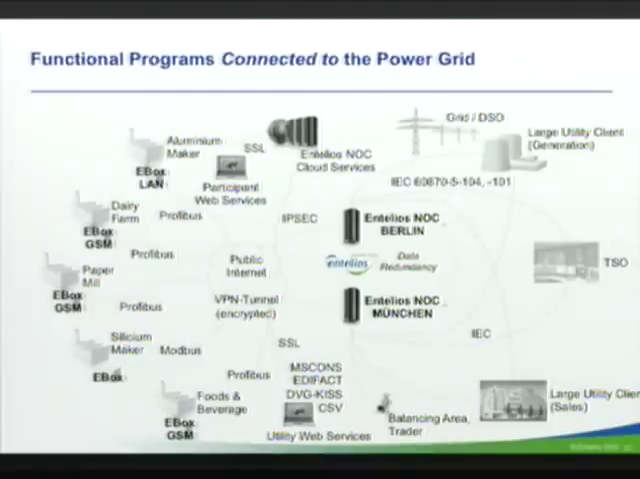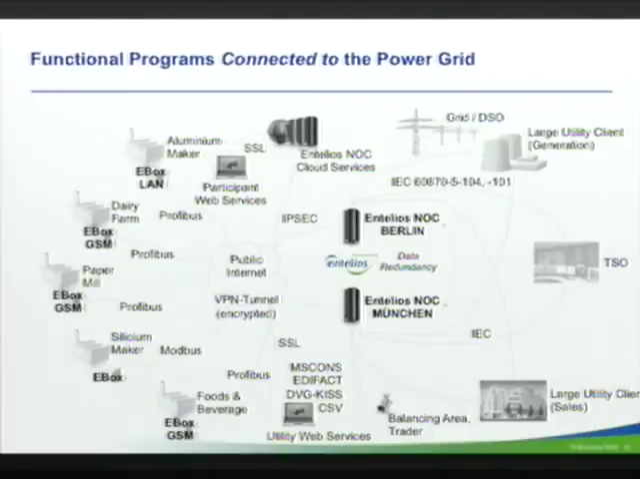This is a very abstract view of the connected part. So I said functional programs connected to the power grid. I'm reading this sentence backwards. So now I'm coming to the connected part. At the center is the public internet with a VPN tunnel. So we are not using an overlay network. We just have consumer lines, which is new for the energy world. And then we have two network operation centers where people are doing things, and also our servers are located, and we have data redundancy for failover.